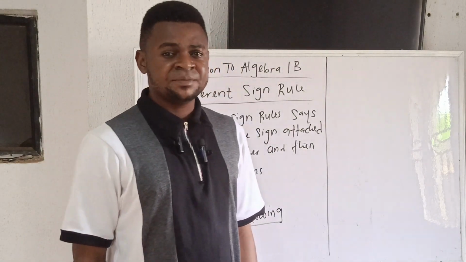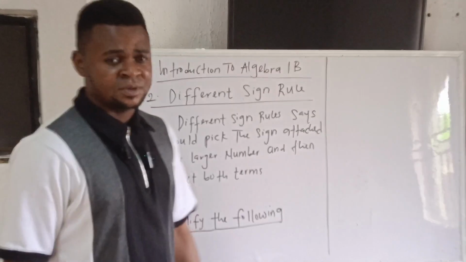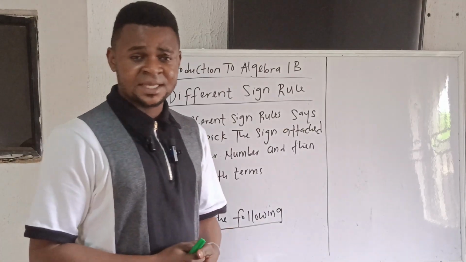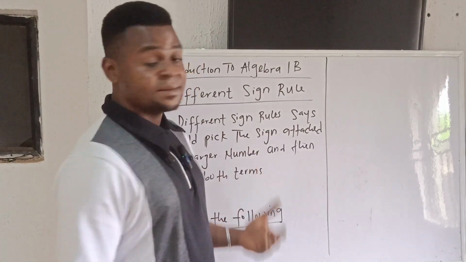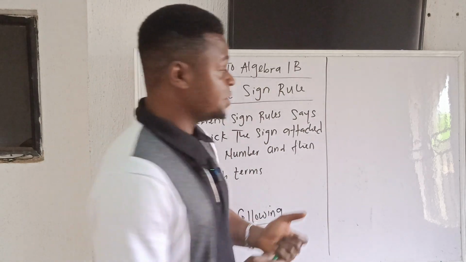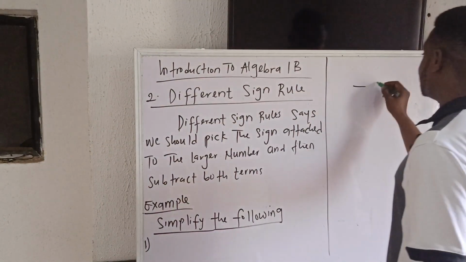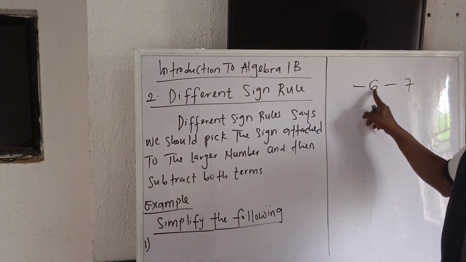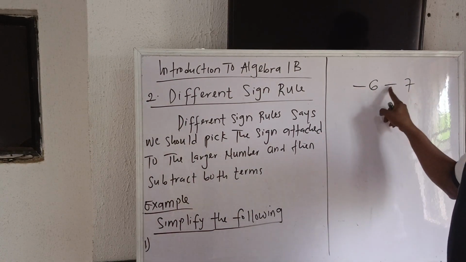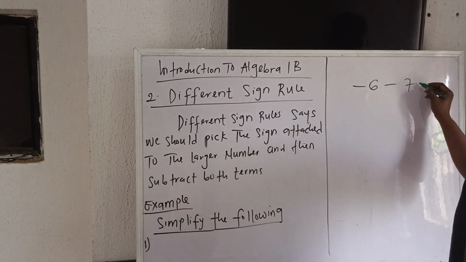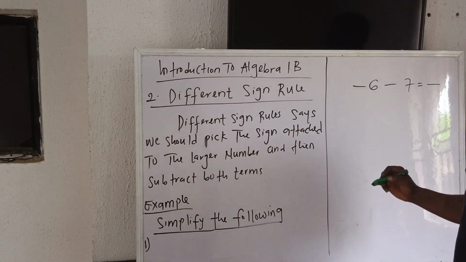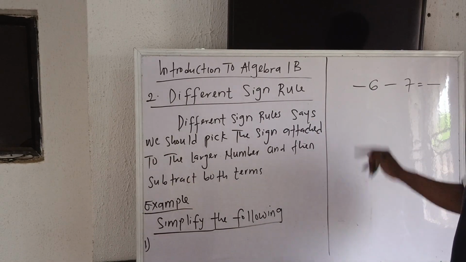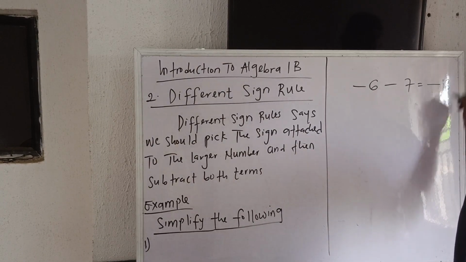So in today's episode we are going to be looking at the different sign rule. In the last class we talked extensively on the same sign rule. I talked about how the same sign rule operates, that we have something like -6 -7. This is same sign rule, that is 6 has minus, 7 has minus. That means they have the same sign, and the same sign rule said we should pick one of the similar signs and add both numbers together. So 6 plus 7 gives you 13.